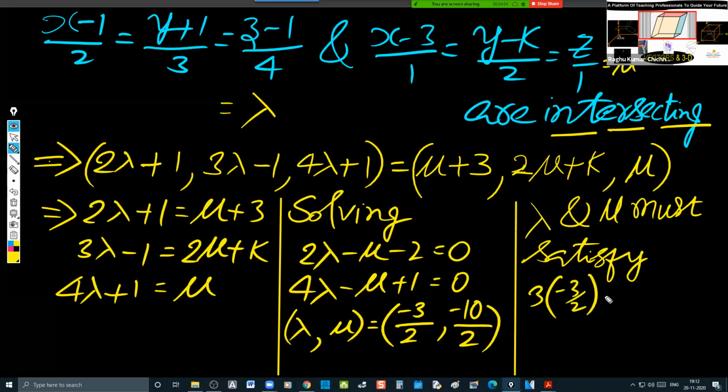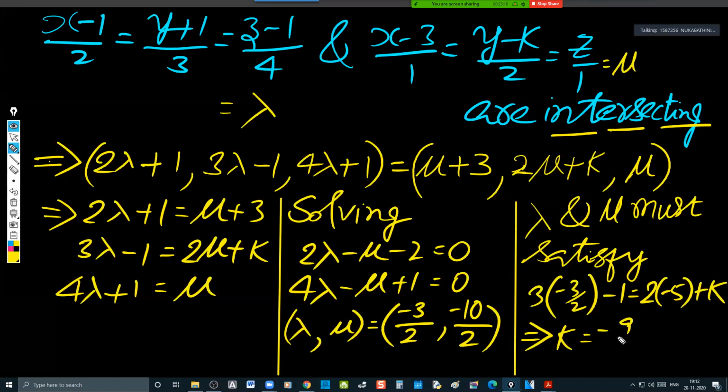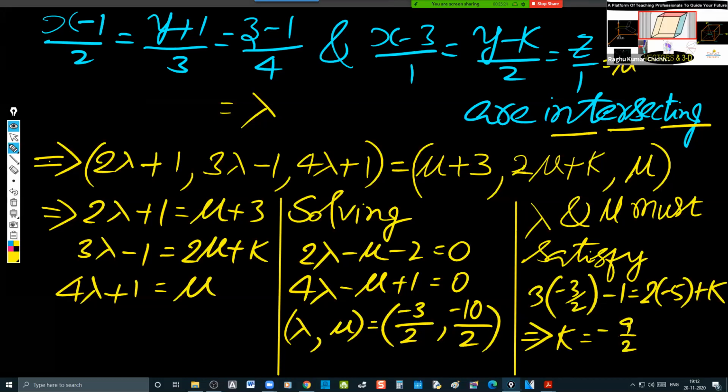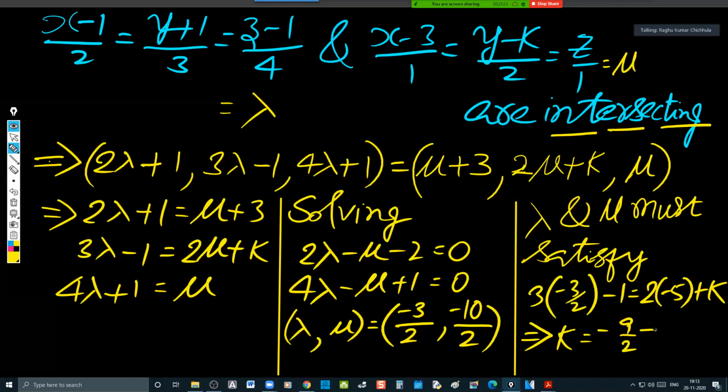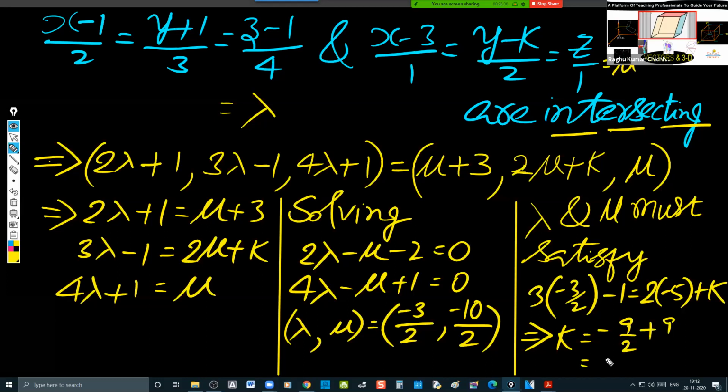In this one, minus 1 is equal to 2 into mu, please, minus 5, that is minus 10 by 2, minus 5 plus k. Please simplify and tell me the value of k, Pranit. I need the value of k now. Minus 10 by 2 minus 1. This is minus 10. Bring it to the other side, plus 9. Then the value of k must be 9 by 2.